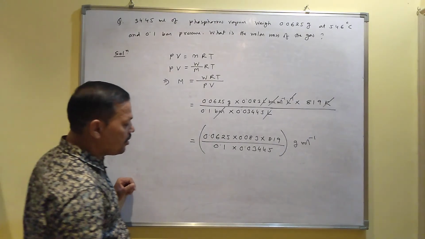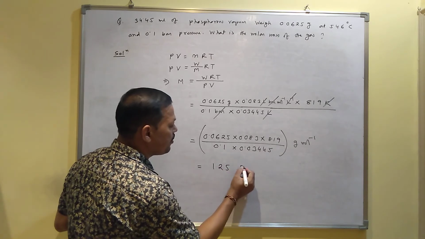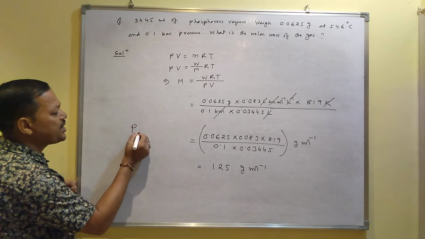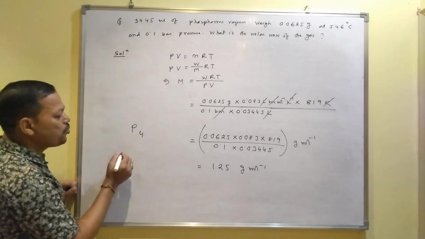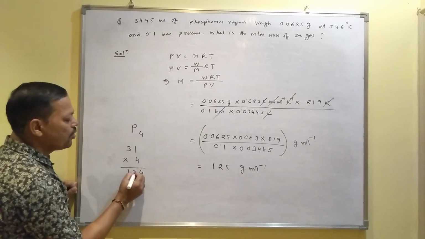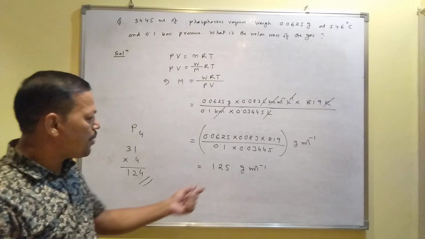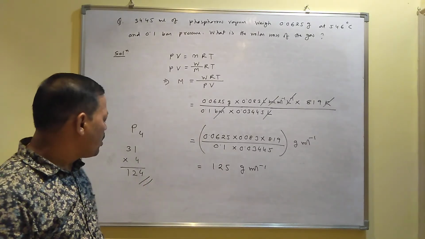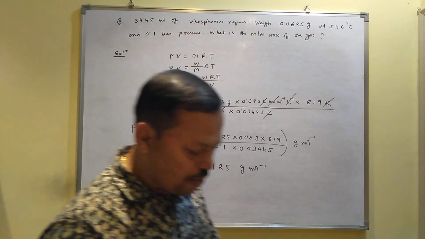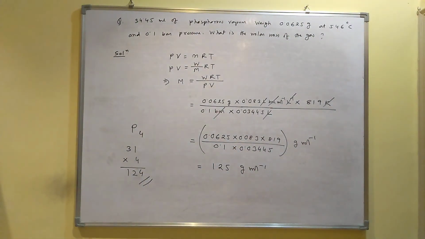After calculation you will get 125 gram per mole. Actually, phosphorus always exists as P4, so the phosphorus molar mass is 31 into 4, 124. This type of molar mass you should get for phosphorus, so here approximately you have got 124. So these are the questions which you can do by applying the ideal gas equation, PV equals nRT.